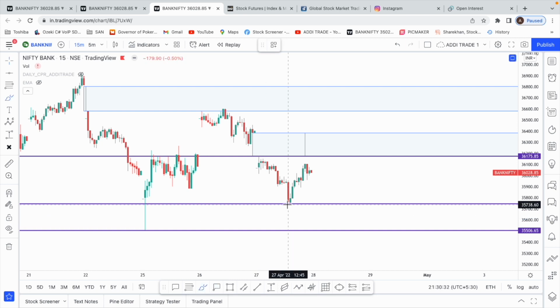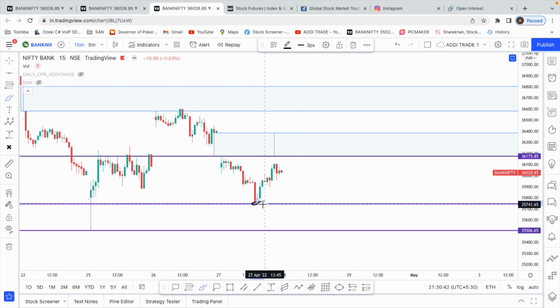This level is a very good support, that is 35,750. If this breaks tomorrow, definitely we might see 35,500, or there's another possibility over here that we might take a strong support here and bounce back like how we did today at this level, where it's also the monthly CPR, and right now we have this price action support, that is 35,740.